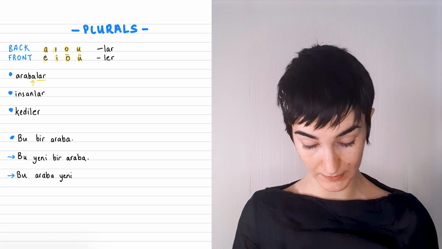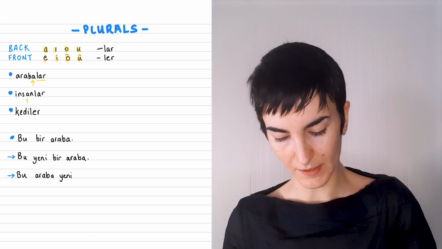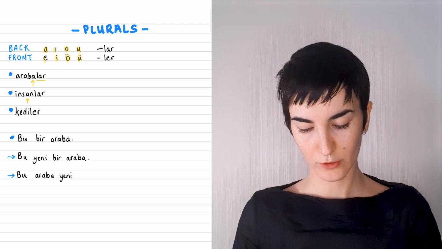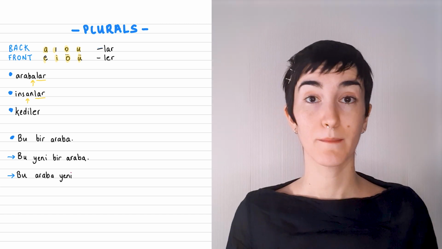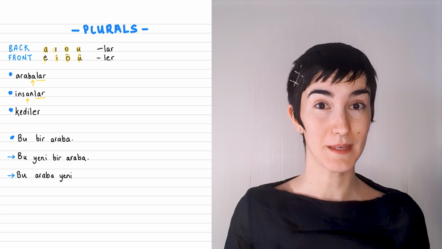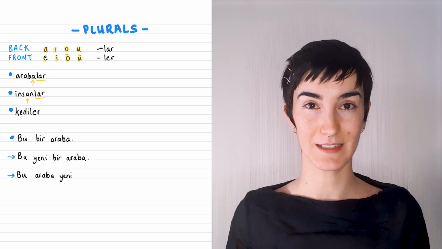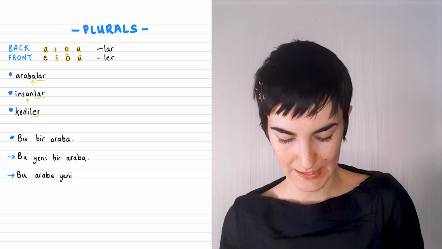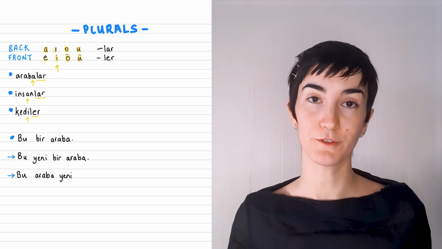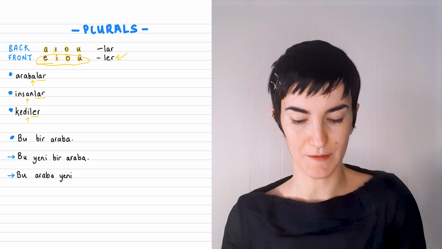Let's look at another one that doesn't end in a vowel. It ends in a consonant, but still, we look at the final vowel, which is again a. It is a back vowel, so we use lar, the back vowel version of the suffix. İnsanlar, so that is people. Let's look at another example, that is kediler. So this will be cats, kediler. And look at the final vowel, it is a front vowel. So because it's a front vowel, because it's in this group, we use this suffix.